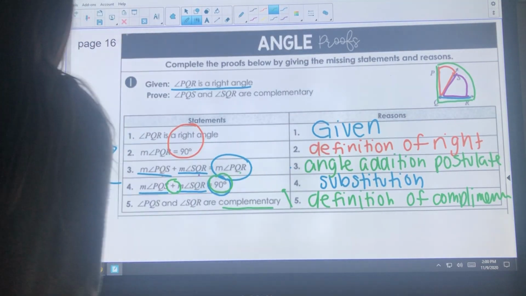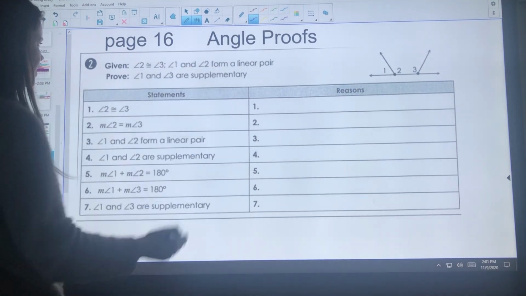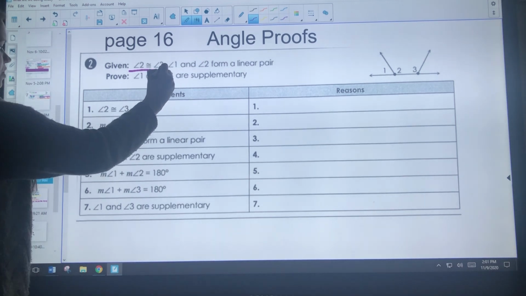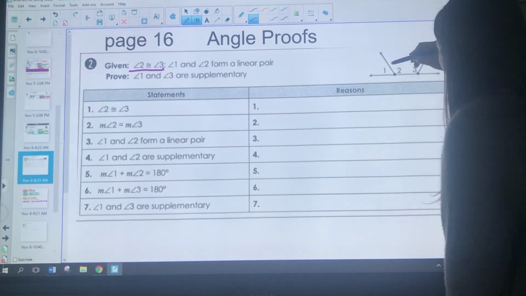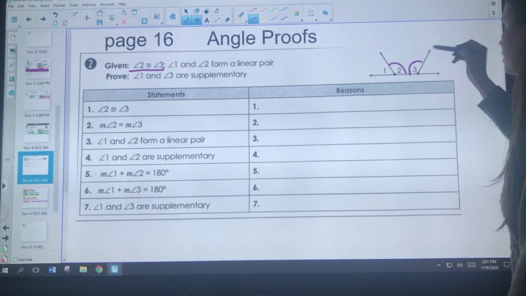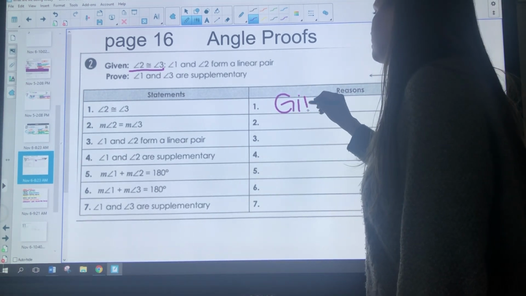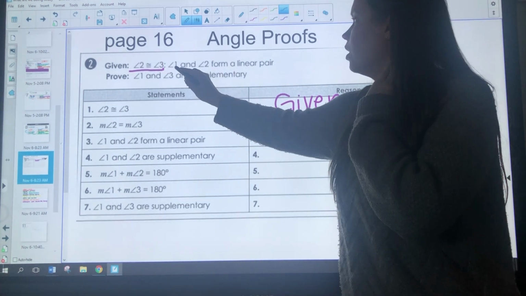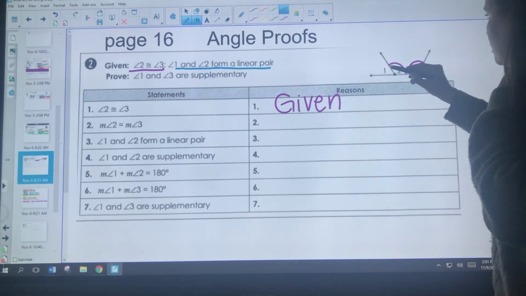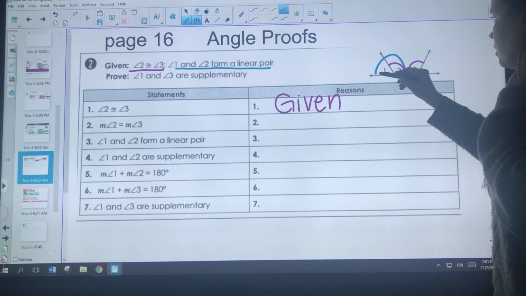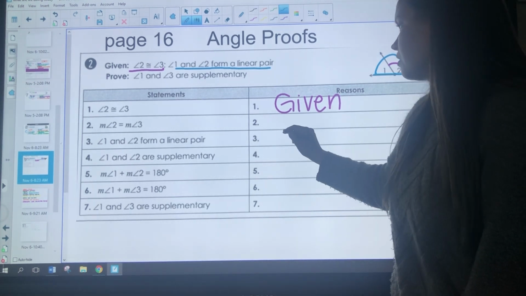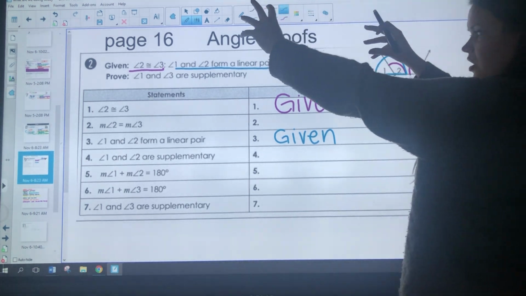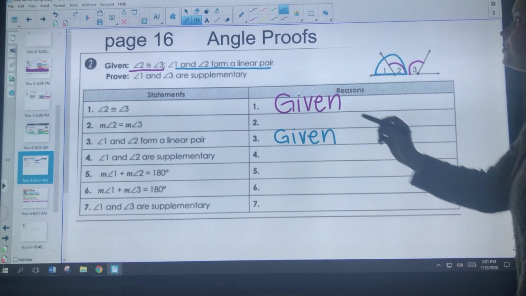Last one. All right, go look at where angle 2 and 3 are. Angle 2 is congruent to angle 3. That's this angle right here and this angle right here. Okay, so notice there was more to the given. Right here, 1 and 2 form a linear pair, but that's down here. So watch out for that. If there's two things in the given, they're probably both going to be in the proof.